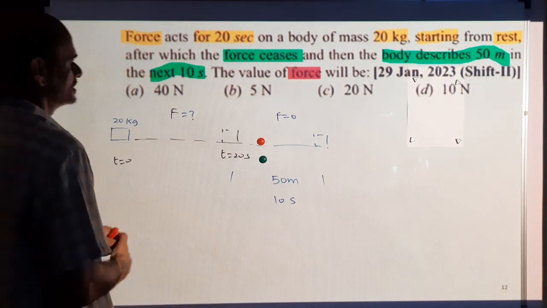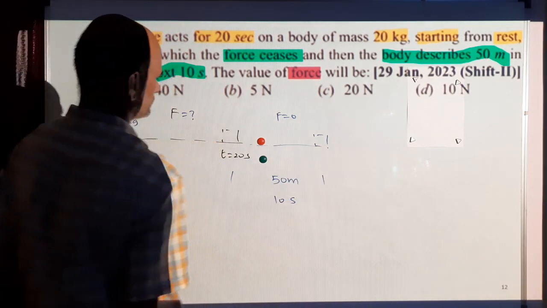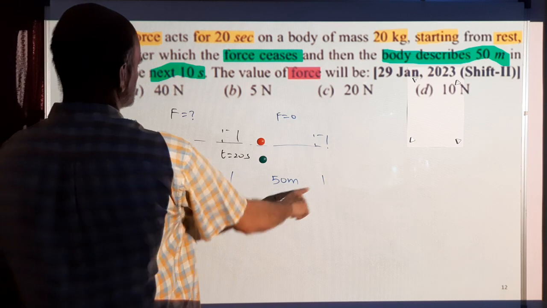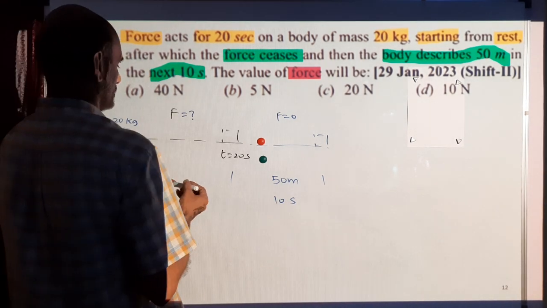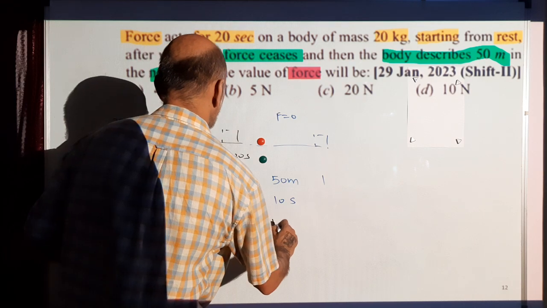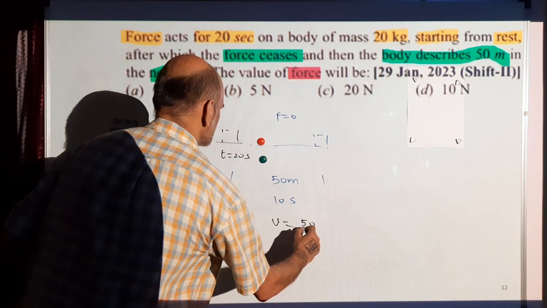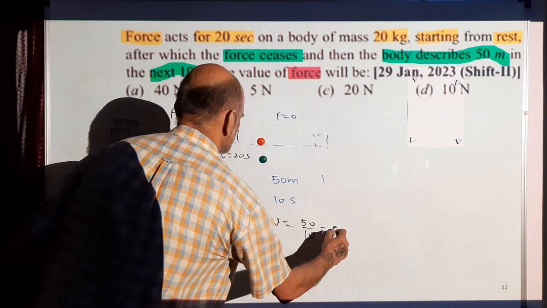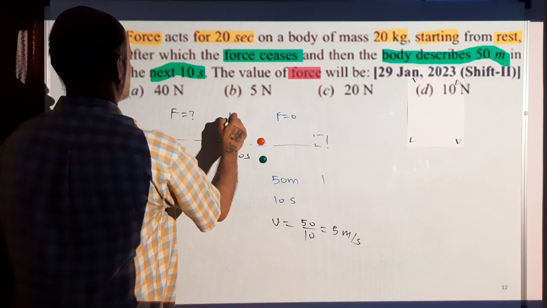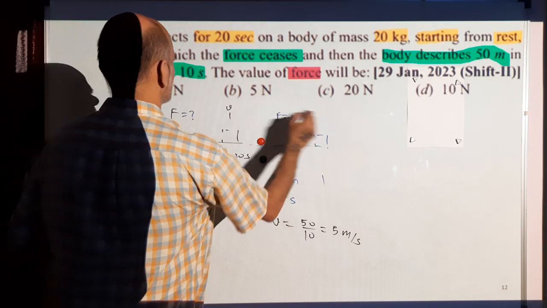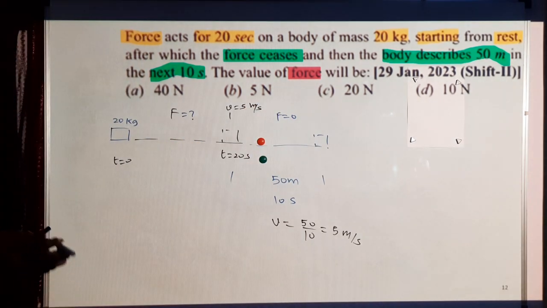In the second part, there is no force. So what is the velocity here? It's a uniform velocity. So the velocity in this interval is the distance traveled divided by the time taken. The distance traveled is 50 meters and the time taken is 10 seconds. So it's 5 meter per second. The velocity is the same throughout from here up to here, and this velocity is 5 SI units, meter per second.